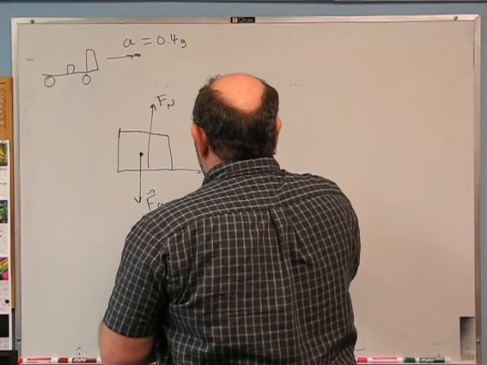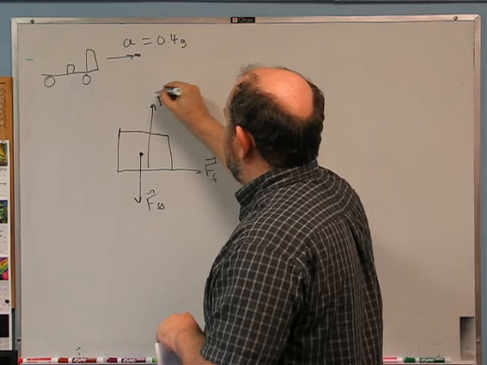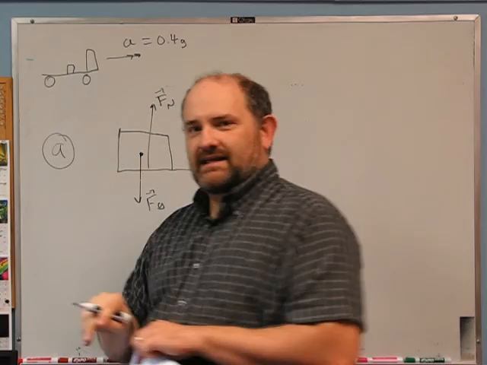So that's what we have. In fact, I'm not going to call it static friction yet, because we don't know if it's static or kinetic. I'm just going to call it the force of friction. Okay, that's part A. Draw a free body diagram. I won't always say that, but when you're doing forces, you always want to draw a free body diagram.